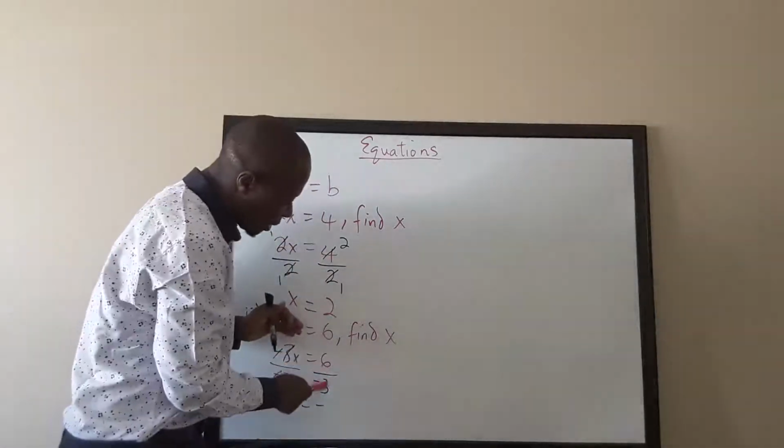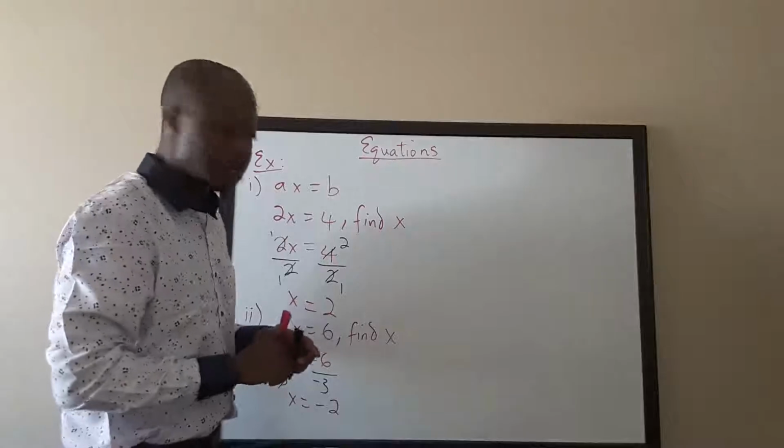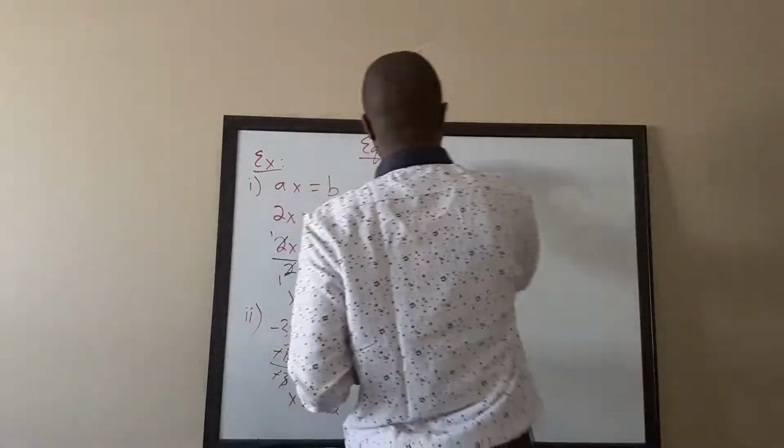And then 6 divided by 3 is 2. And that's it. Let's move on to the third one.